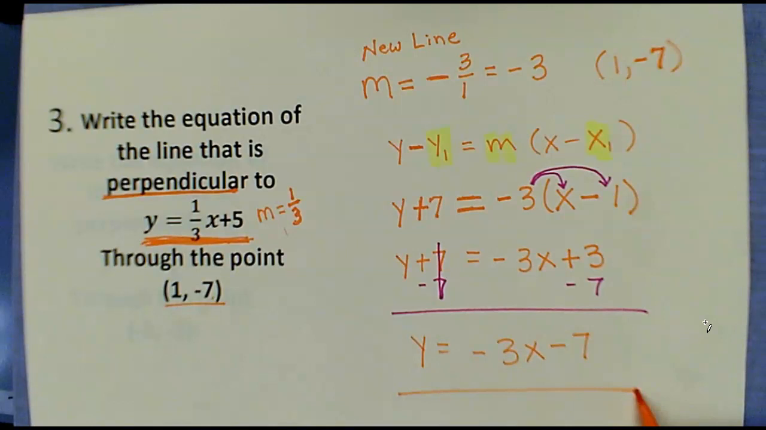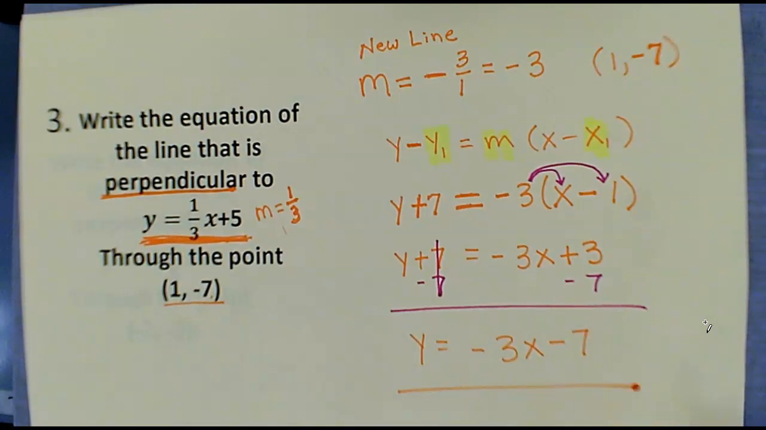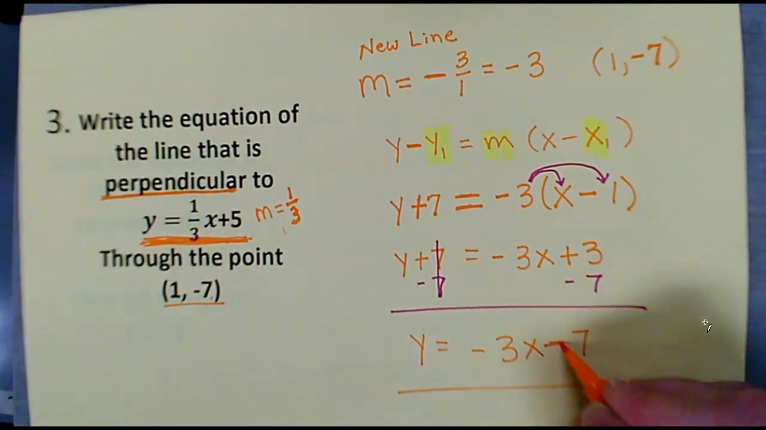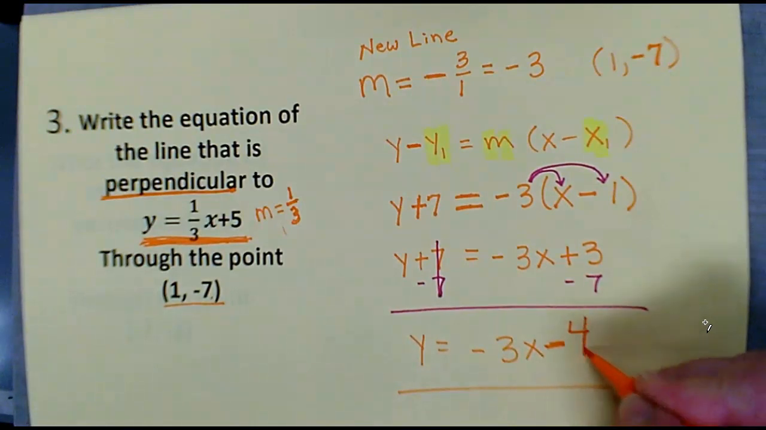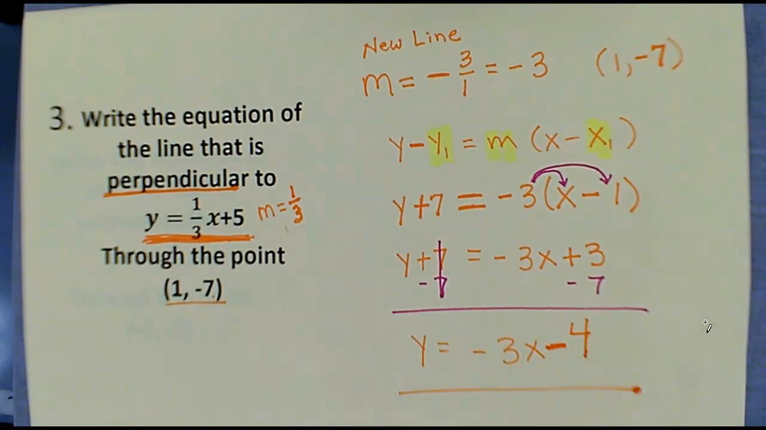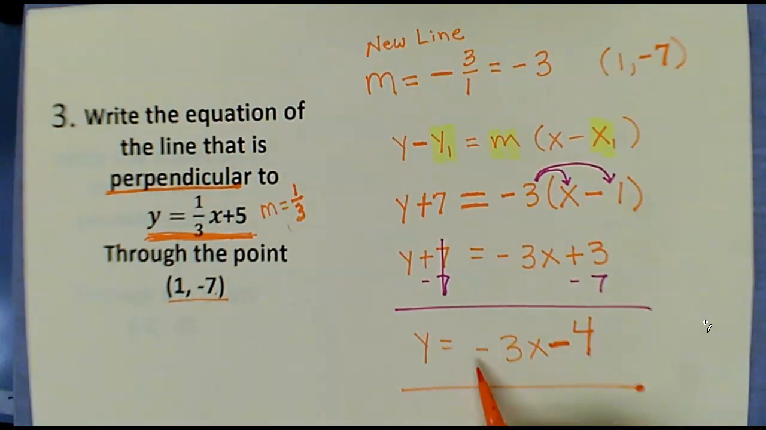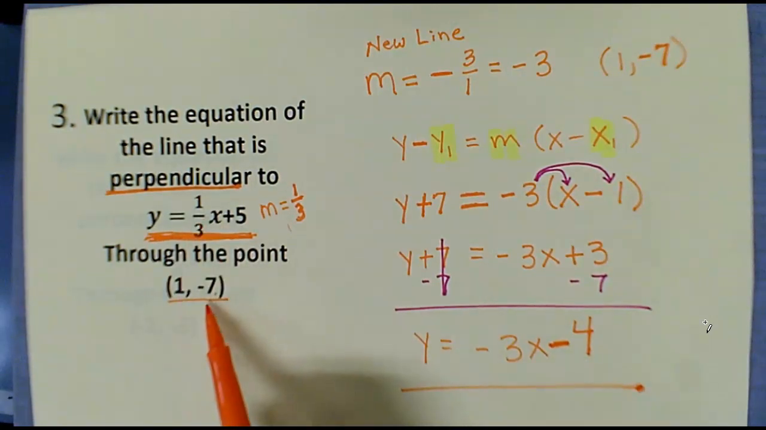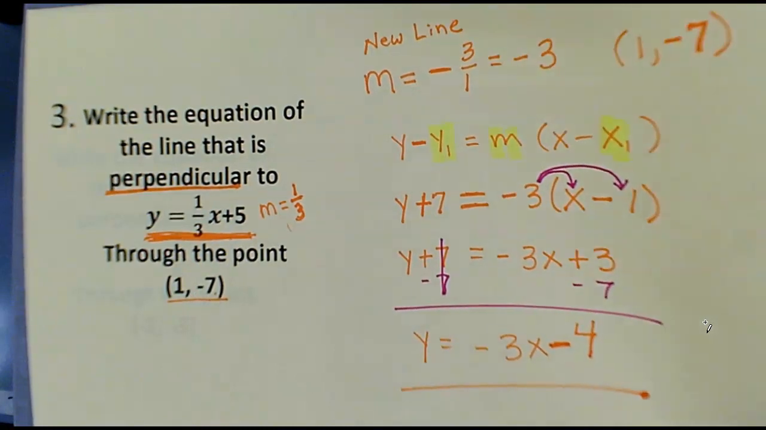This line is, it's not minus 7. Why can't I subtract? What is that supposed to be? 3 subtract 7 is minus 4. And so y equals negative 3x minus 4 is the line that's perpendicular to that one and goes through this point.